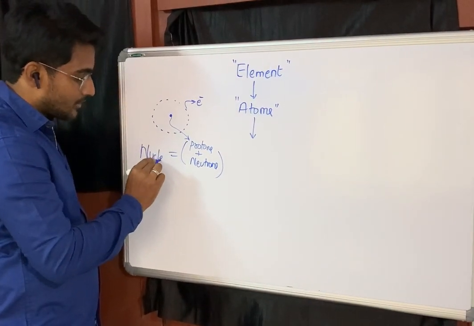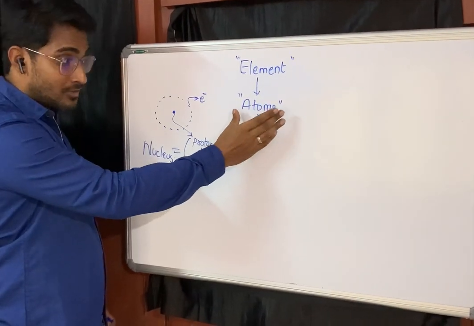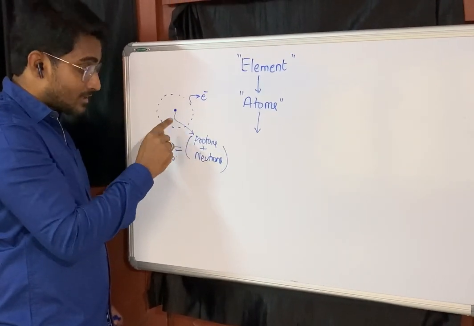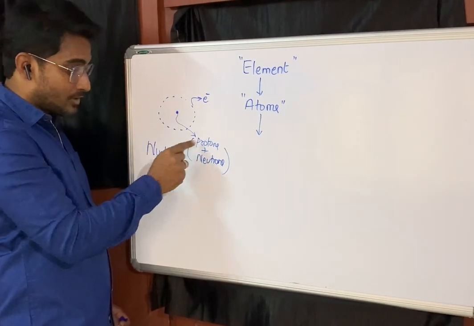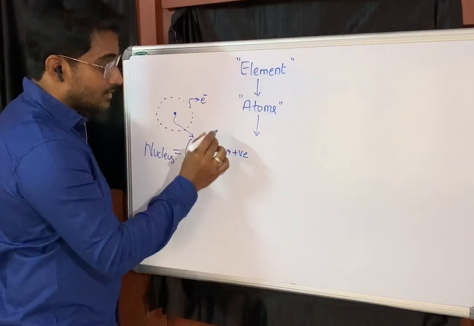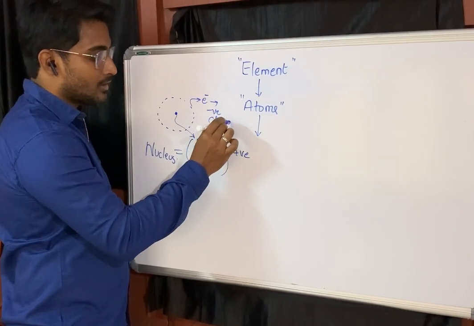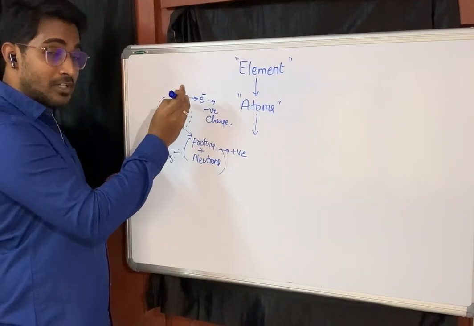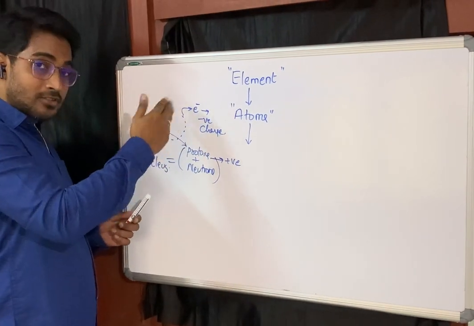This is the nucleus. Let me revise. Every element in this universe is composed of atoms. If you observe that atom carefully, the atom is again subdivided into protons, neutrons and electrons. The nucleus is the central part. In this central part you will have protons and neutrons. These protons will have positive charge. These electrons will have negative charge. These electrons revolve around their own axis as well as around the nucleus.